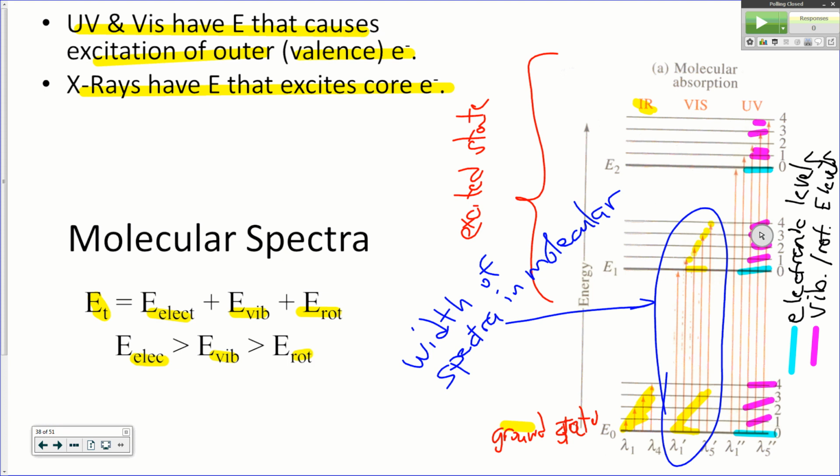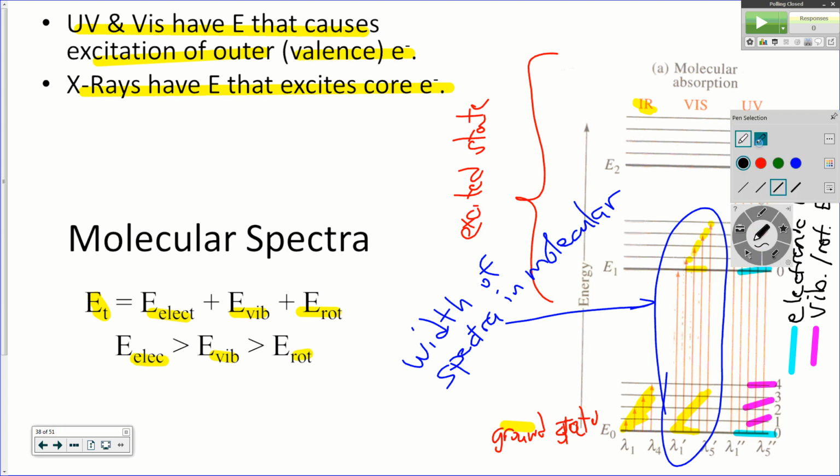So the last thing that we were talking about is molecular species and how they are different from atomic species, in that molecular species have more energy levels. Not only do they have electronic states, but they also have different energy levels in terms of vibrational and rotational levels as well.